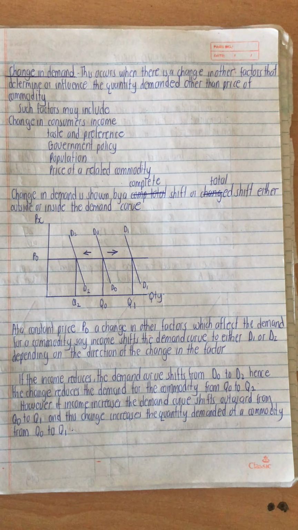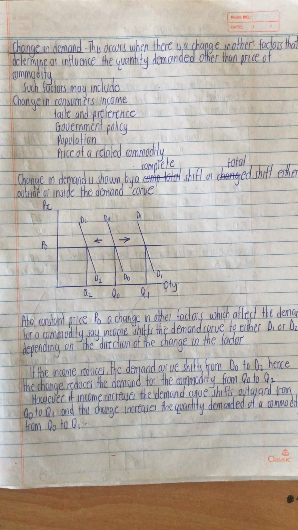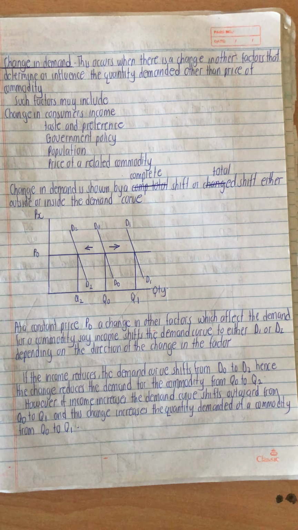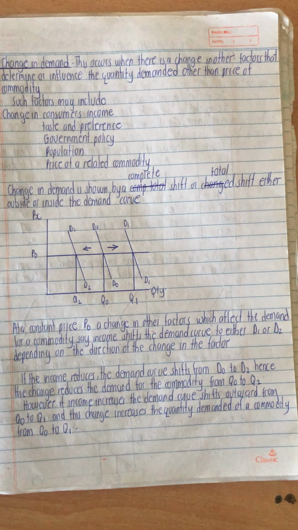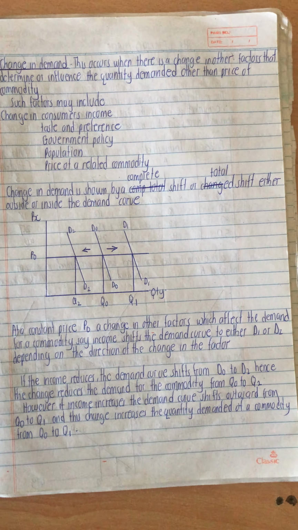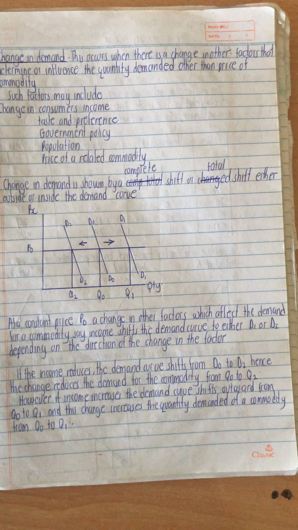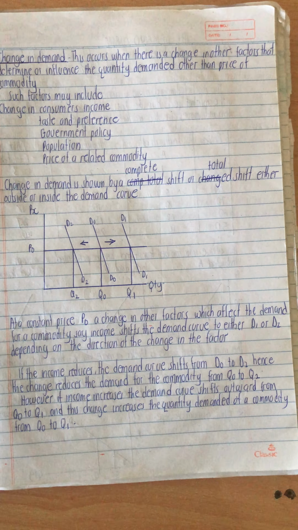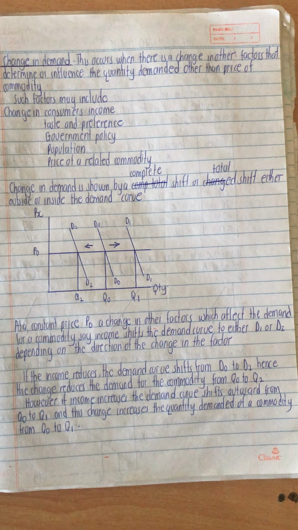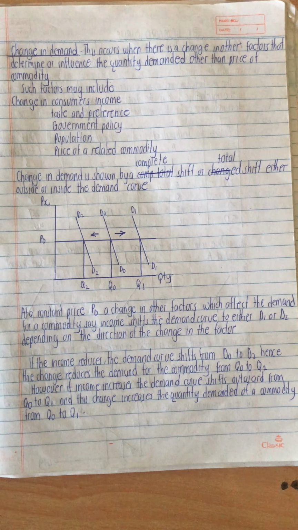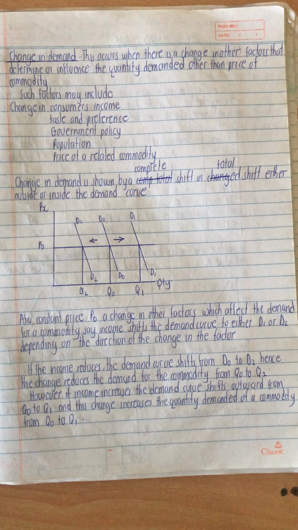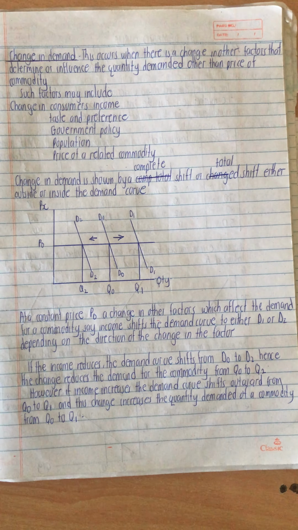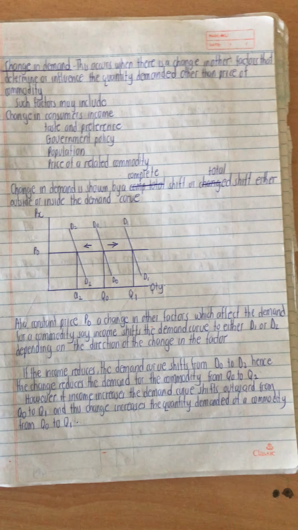Quantity naught, or quantity 0, shows the beginning price of the commodity and the beginning quantity demanded of the commodity. When the curve goes to the right side of the graph, it shows an increase in the quantity demanded. When it goes to the left side of the graph, it shows a decrease in the quantity demanded. This is due to other factors.